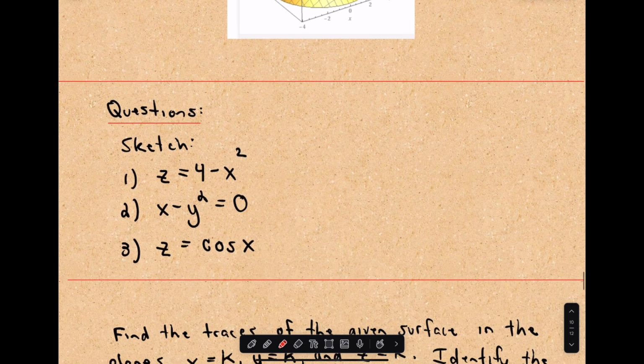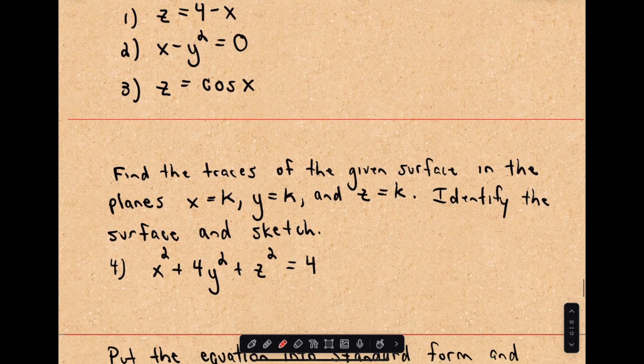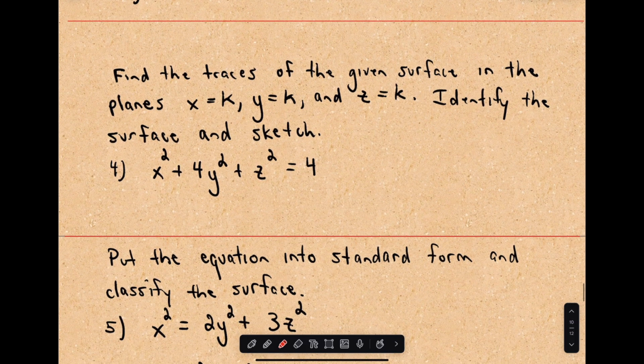Okay, I'm going to pause this video in just a second, but before I do that, if you want to try some questions on your own, I've got a few questions here, and in part 2, I will produce solutions to all of these. The first couple questions correspond to those cylinders. We can sketch z equals 4 minus x squared, y squared equals 0, and then z equals cosine of x. That one feels a little different, but you just do the exact same thing. We're going to talk about doing those traces.